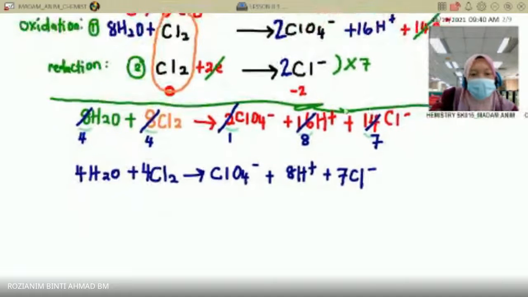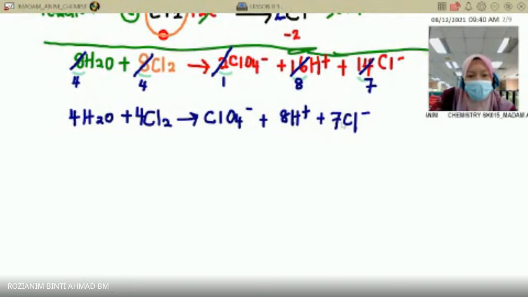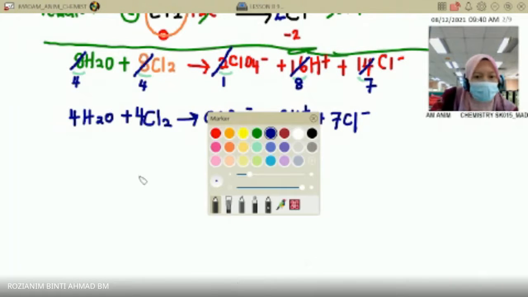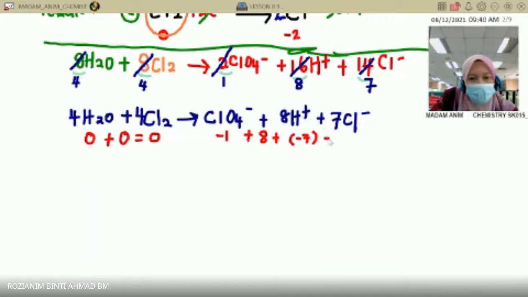Okay, when we check charge to ensure this equation is correct or not, itu target kita. So, kita check charge dahulu. Okay, so this is a 0. Kosong. Kosong darab 4 kosong. Maksudnya left hand side is 0. Right hand side negative 1 times 1, negative 1. Plus positive 1 times x, positive x. Plus negative 1 times 7, negative 7. So the overall charge for left hand side become 0. So means equation this is already balanced.